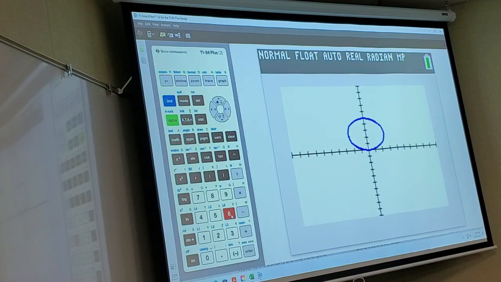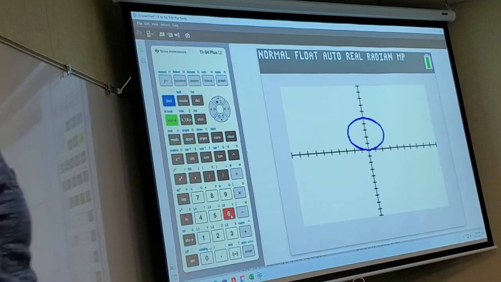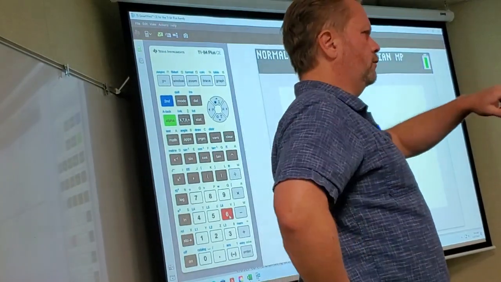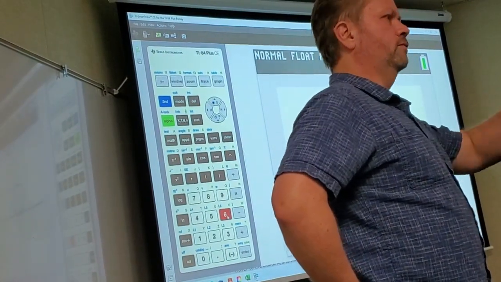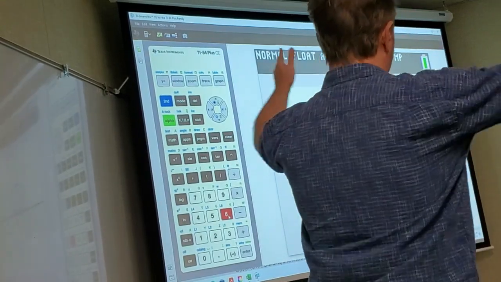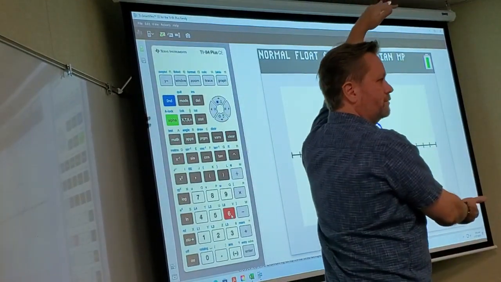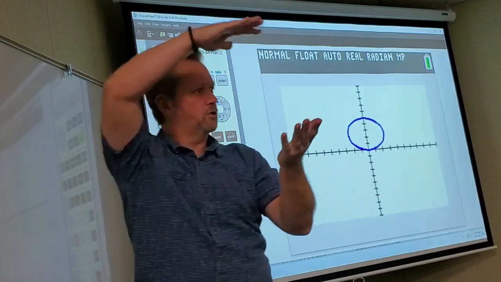Doesn't that look more like an ellipse? Is it 5? Looks more like Stewie's head, right? Look at you, fat butt. Say again? Is it 5? No. It's because the screen is not square. You see that? It's rectangular, so it kind of smushes it.